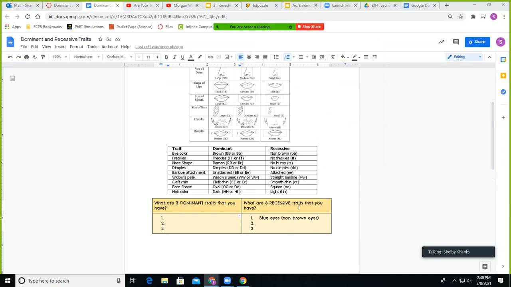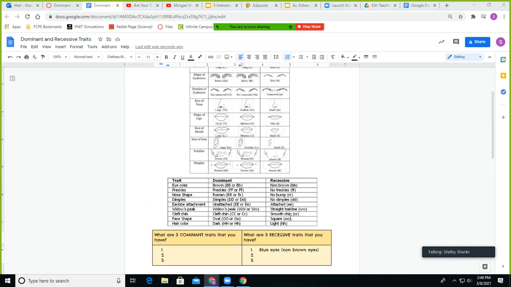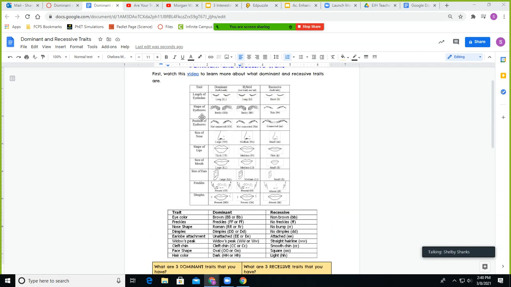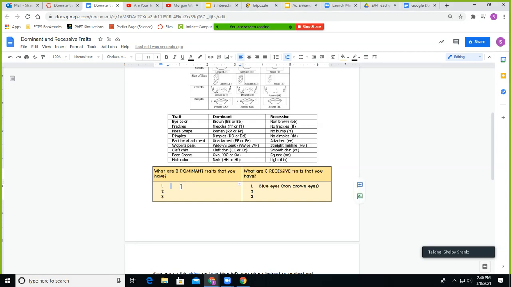All right, so if you have anything other than brown eyes, that is a recessive trait. If I wanted to put something for a dominant trait, you have the position of your eyebrows. So they're either not connected or connected. So I'm going to say eyebrows not connected.